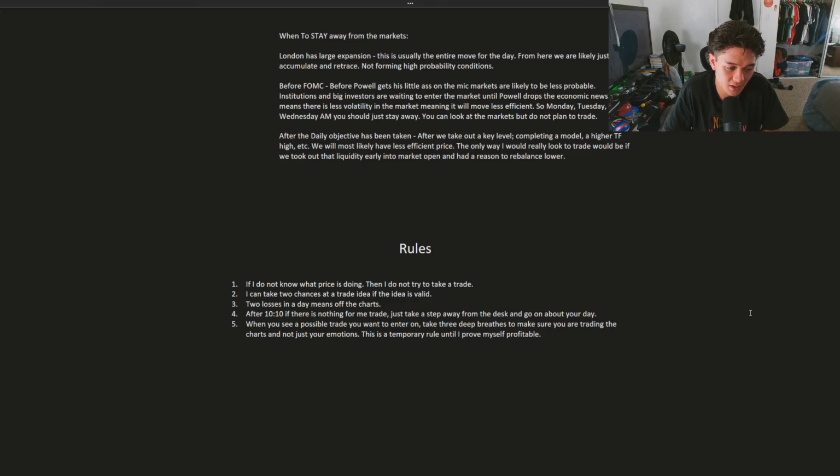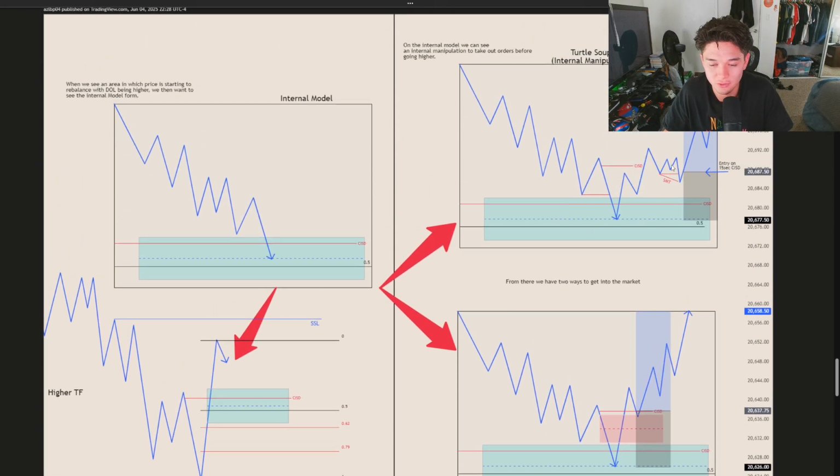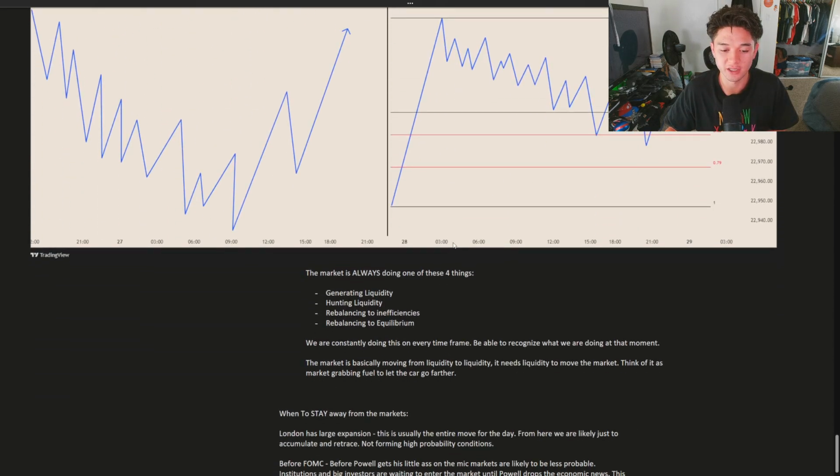See if there's an opportunity for me to trade. Take a trade. Next rule, I can take 2 chances on a trade idea if the idea is still valid. So let's say I entered on a turtle soup. Maybe we sweep this low and I want to enter here because I'm very confident. Maybe we have an SMT or something. Let's say price starts to go up and then we pull down, sweeping the low one more time. Then I would wait. Maybe we then get displacement up. I'm like, okay, now we're going to make the move. We wanted to manipulate one more time. So I get 2 chances to take a trade.